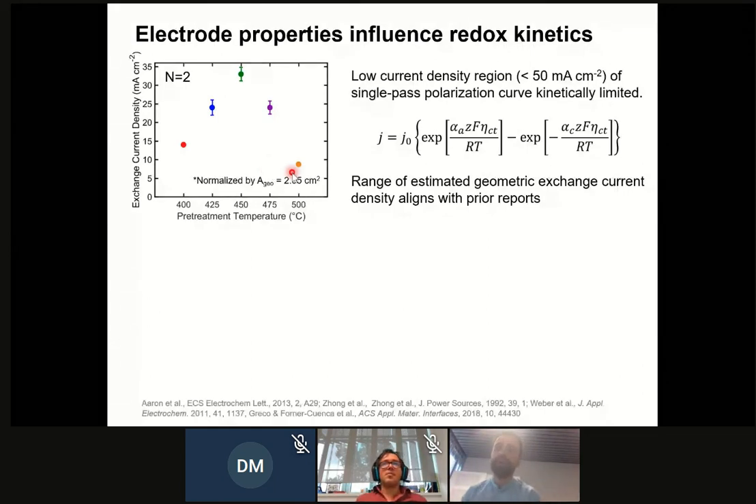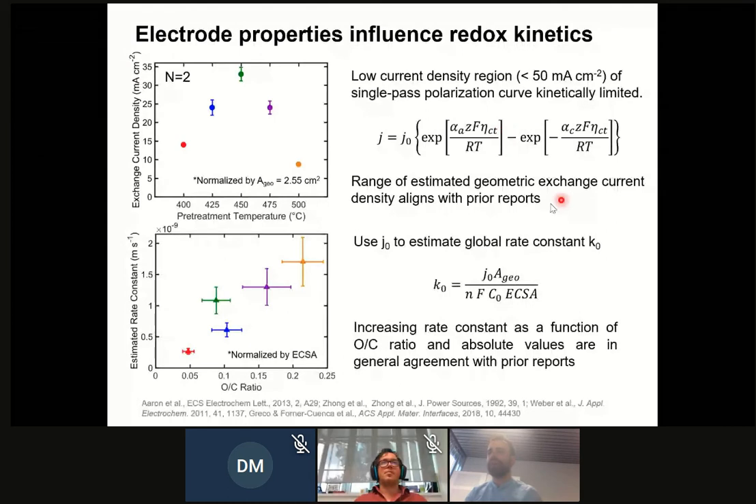So how do we convert this exchange current density that depends on each electrode to something that is intrinsic to a certain material? What you can do, if you use your Butler-Volmer and your kinetic rate constant, you can extract a kinetic rate constant that is normalized by surface area, okay? And what we found here is that indeed there seems to be a dependence between the oxygen to carbon ratio and the estimated rate constant, okay?